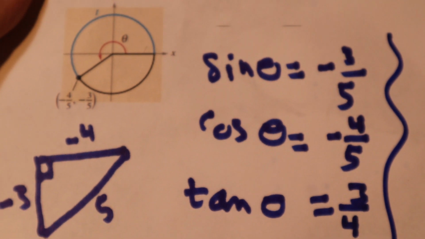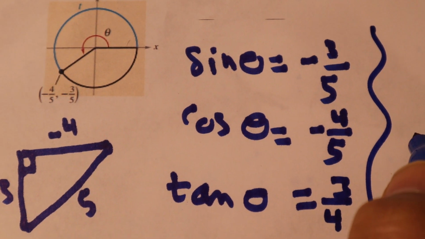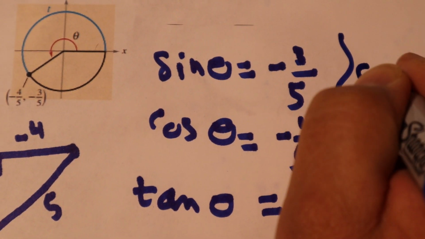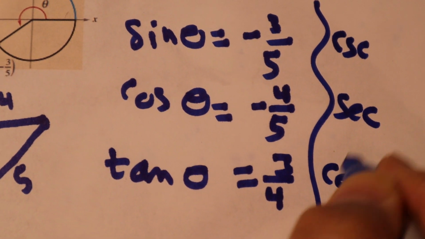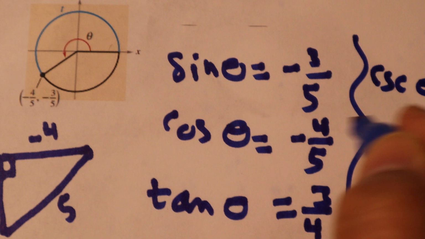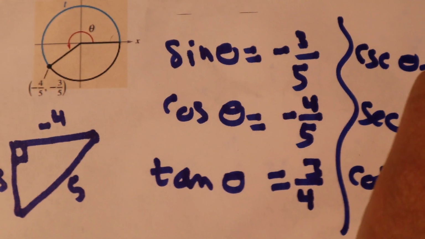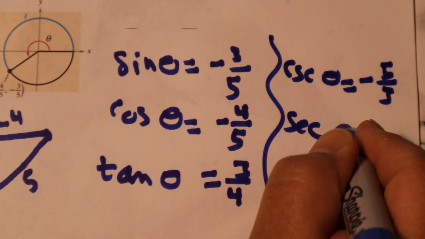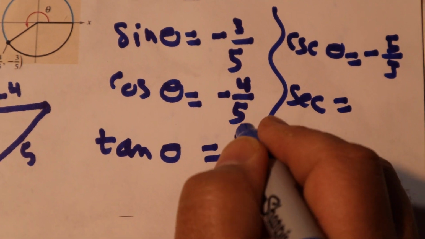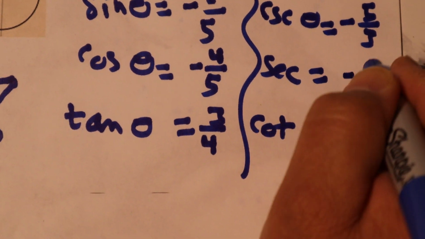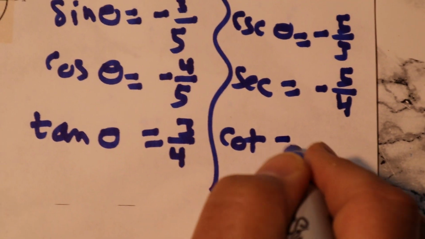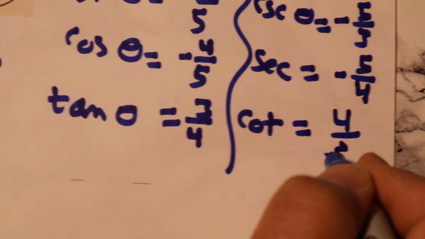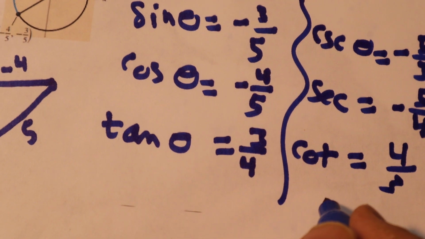We could find the other three trig functions. As we know, cosecant, secant, cotangent. Cosecant of theta equals reciprocal, which would be -5 over 3. Reciprocal of -4 over 5 to find secant, it will be -5 over 4. Reciprocal of 3 over 4 to be 4 over 3. We finish all trig functions successfully.